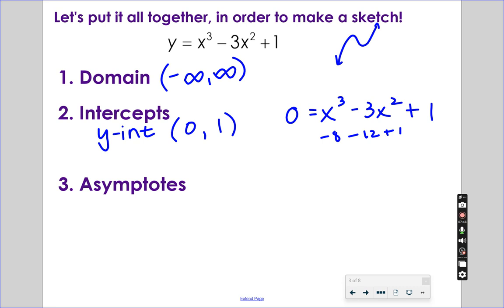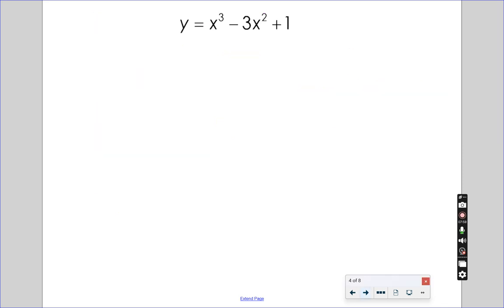Does this function have any asymptotes? No. What types of functions have asymptotes? Rational. Anything else? And what? Exponential and log. Perfect.